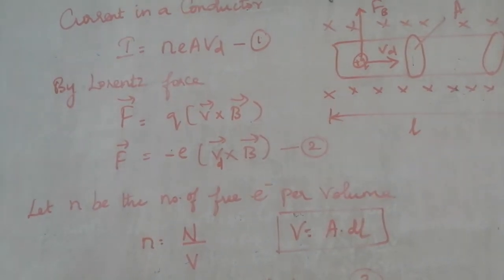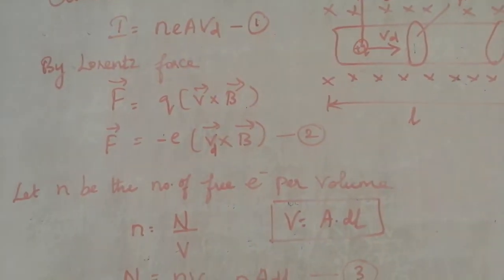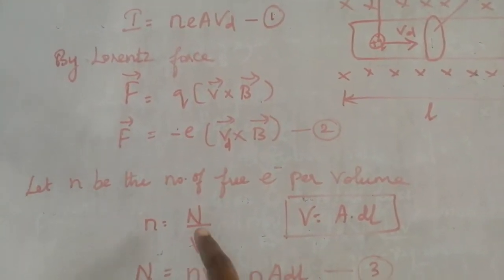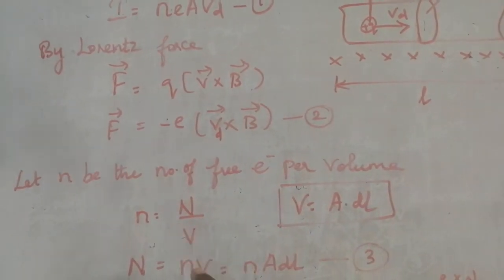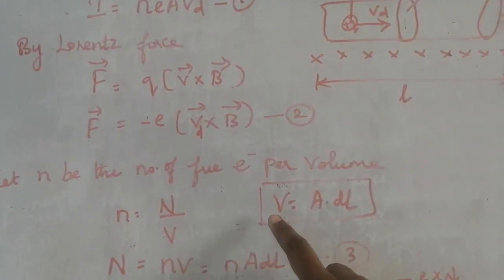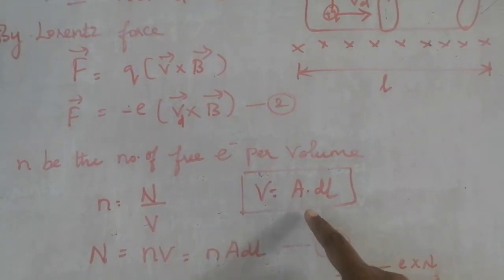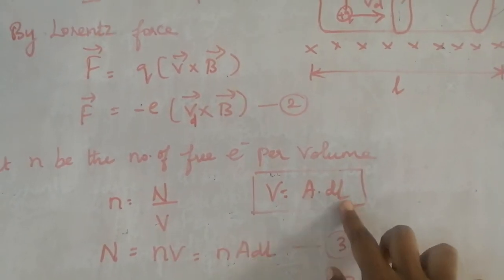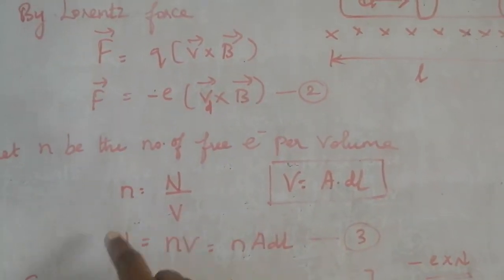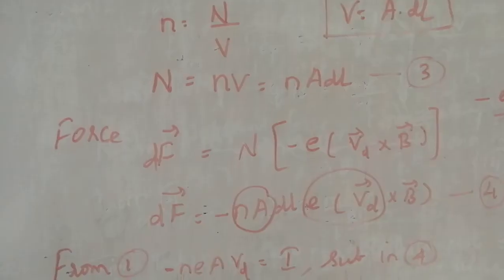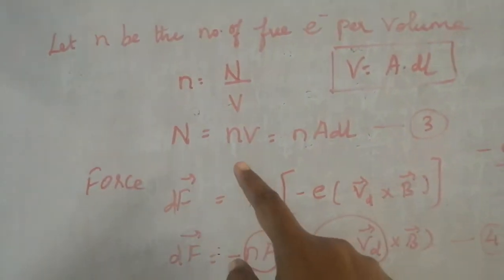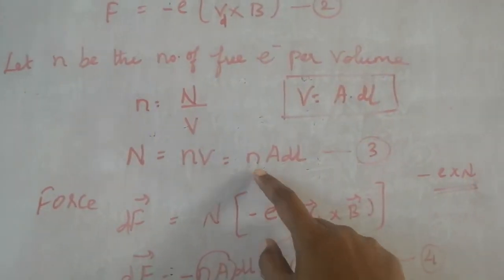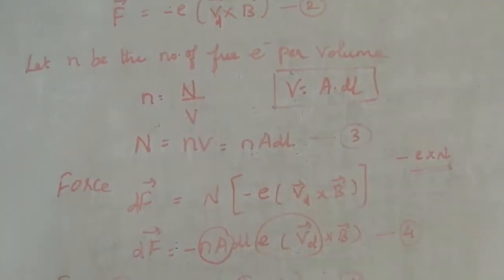Then let small n be the number of free electrons moving per volume. Then small n is equal to the total number of electrons divided by the volume. What is volume? Volume is nothing but area into length, so A into dl. So instead of V, I am going to substitute A into dl. Bring this V to the other side. You have capital N, total number of electrons, equal to n into V. Instead of V, A into dl. So capital N equals n A dl. Let this be equation number 3.